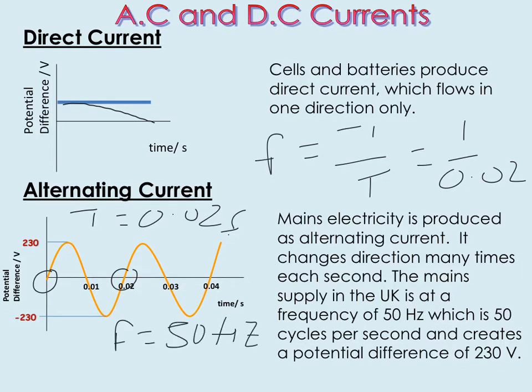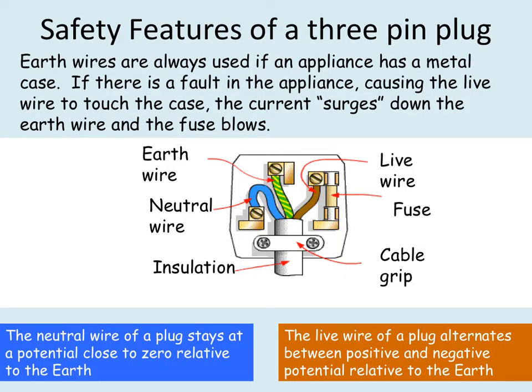The next part we're going to look at is the safety features of the 3-pin plug. In the UK we use a 3-pin plug which contains 3 different wires inside. Those 3 wires are coated with an insulating material that has different colours. The earth wire is yellow and green stripes, the neutral wire is blue, and the live wire is brown. The 3-pin plug also contains a fuse, a cable grip, and insulation that goes around all 3 wires where it leads to a cable. The cable grip's function is to hold the cable in place so you don't get the cable sliding down and exposing the 3 smaller wires.